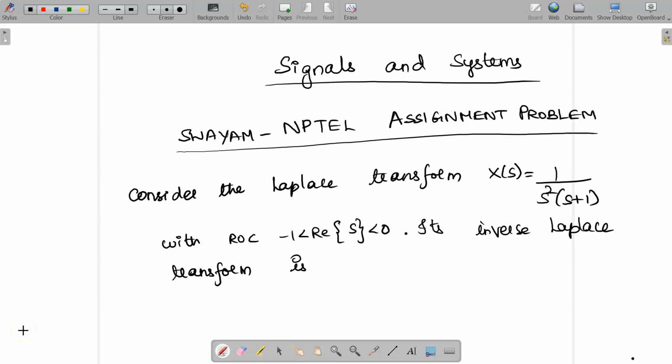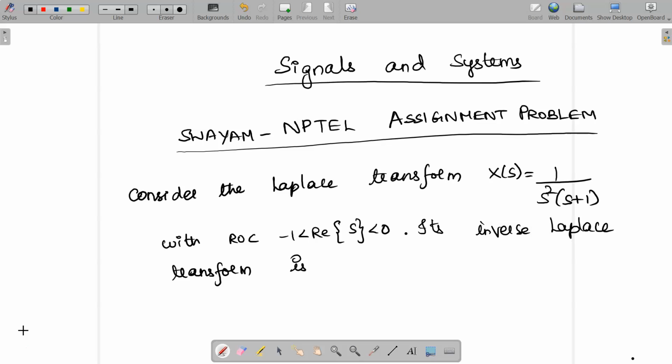Today we are going to discuss one of the NPTEL assignment problems in the topic inverse Laplace transform. So the question is, consider the Laplace transform X of s which is given by 1 by s square into s plus 1 with the ROC minus 1 less than real part of s less than 0, that is, real part of s ranges between minus 1 to 0. So we need to find out its inverse Laplace transform.